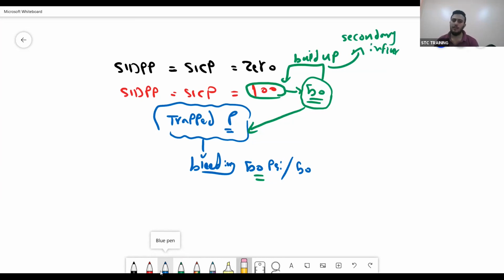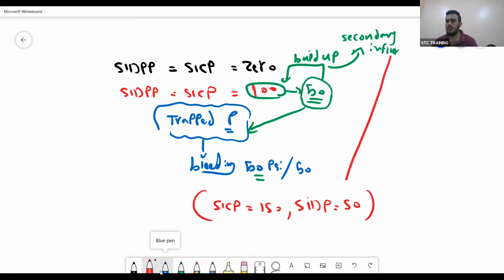Okay, guys, if shut-in casing pressure equals, say, 150, and shut-in drill pipe pressure equals, for example, 50, now for sure there is a secondary influx inside the well. Okay, guys, clear till now? Yeah, clear. Okay.